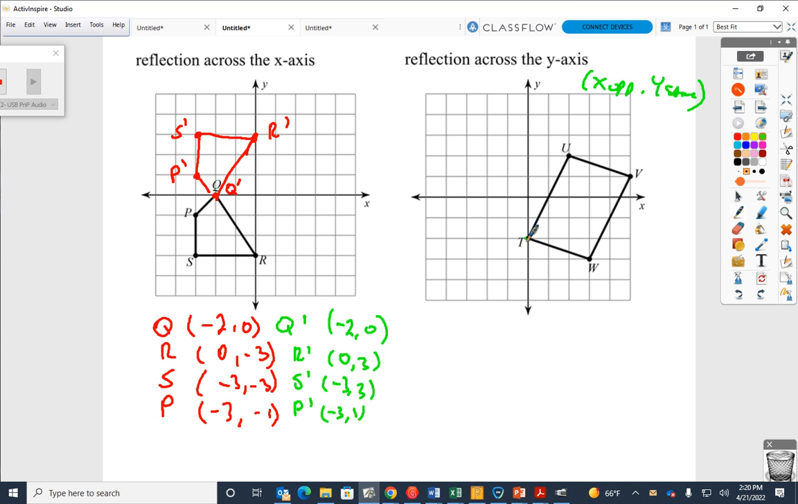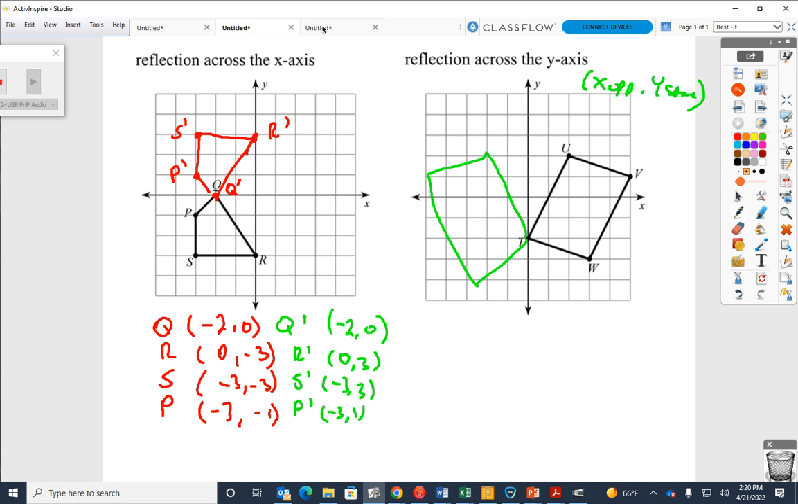Something like that, okay? It's the same thing, it's just flopped over the y-axis, okay? Do you want me to actually do that one, or is that good enough for you to understand? Good. Okay. Now, here's where it gets confusing. Pay attention.